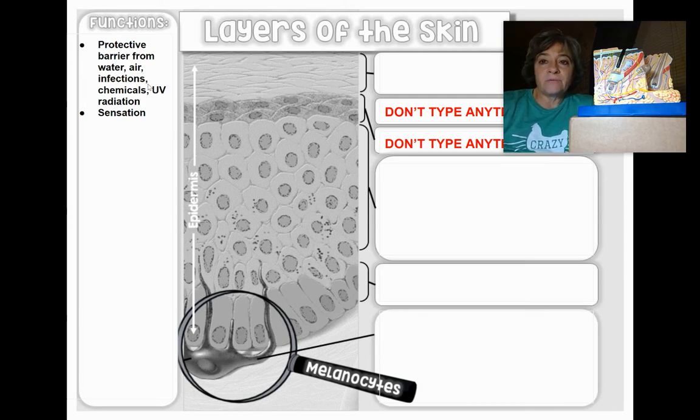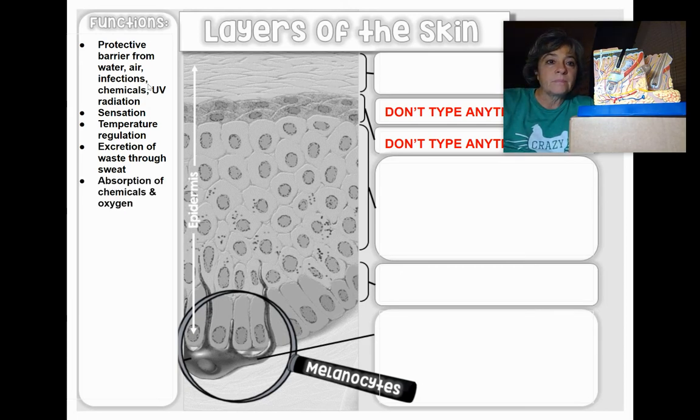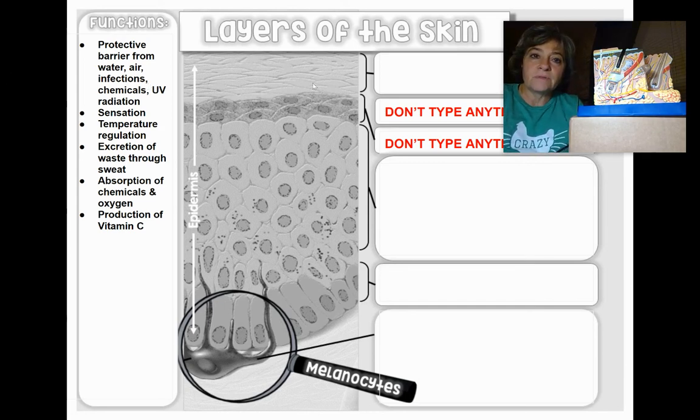It also provides a function of sensation. You can feel touch, pressure, temperature, heat, and all those different things. Also, temperature regulation with the release of sweat, and we've talked about this quite a bit already. Also, excreting waste through the sweat. It's mostly water, but there are some waste products in there that can be excreted through the body when you sweat. Absorbing chemicals and oxygen, and producing vitamin C. Those are the functions of the epidermal tissue.